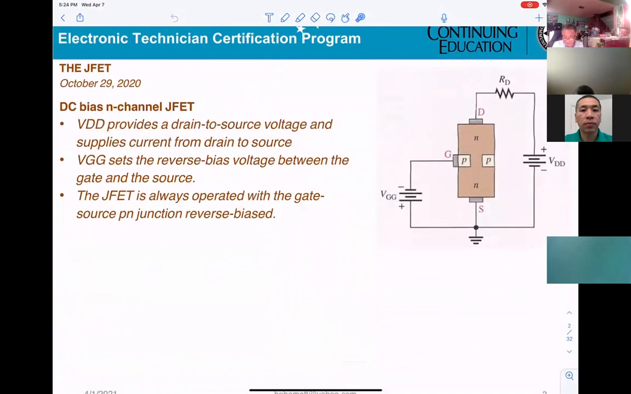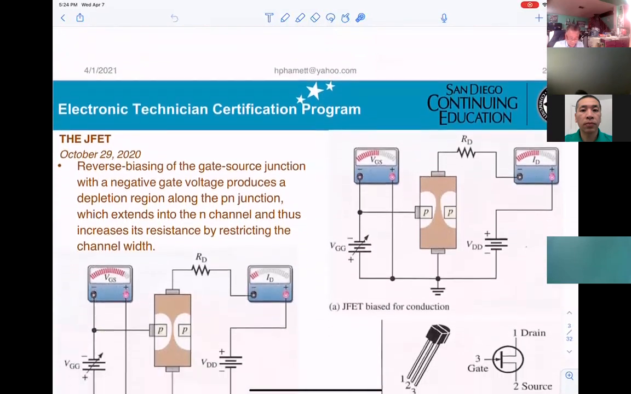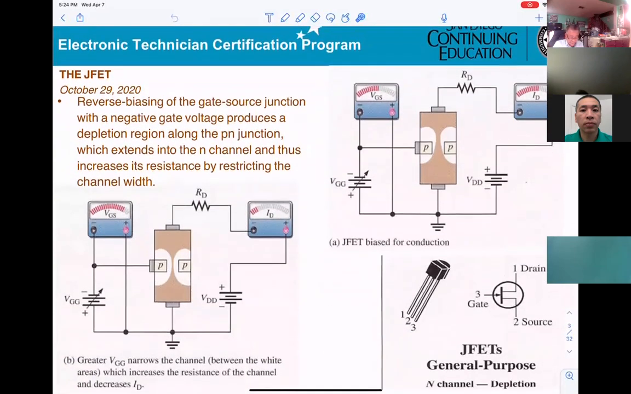And you get the VDD here. That will provide the voltage from the drain to the source, and supply the current from the drain to the source. VGG sets the reverse bias voltage between the gate and the source. The JFET always operates with the gate-source PN junction in reverse bias. So this one we are already showing you.